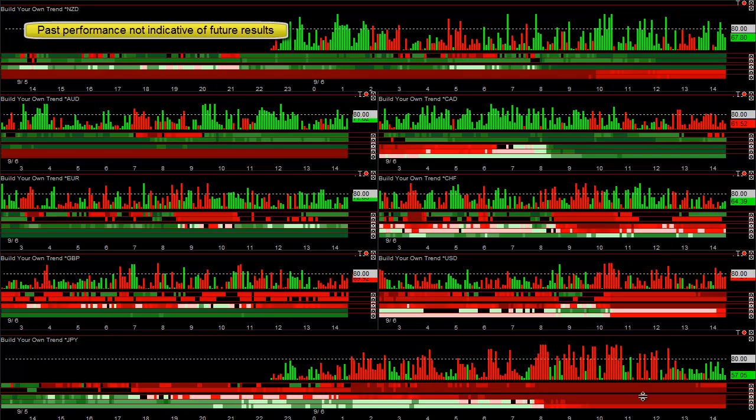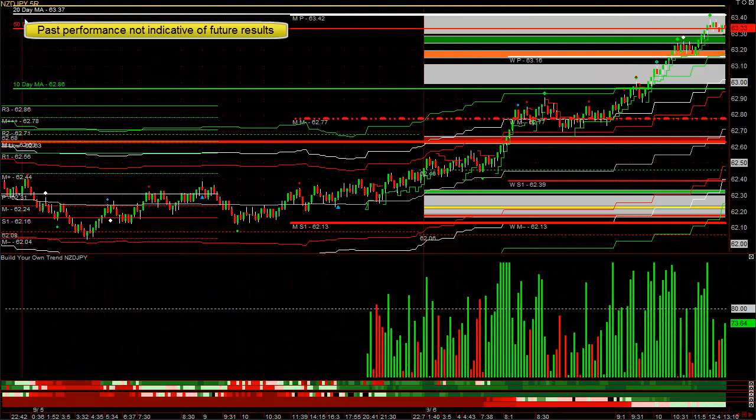There's no doubt that the yen was the weakest, and after 10, the dollar was the second weakest for the most part. So you want to buy the New Zealand yen, the New Zealand dollar, the Australian yen, CAD dollar, or you want to sell the dollar CAD, you want to buy the CAD yen, and so forth. So let's look at the New Zealand yen first.